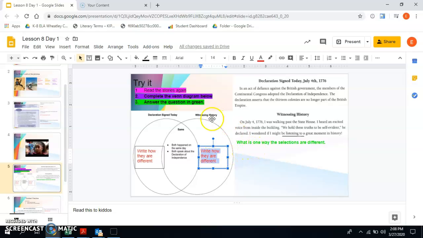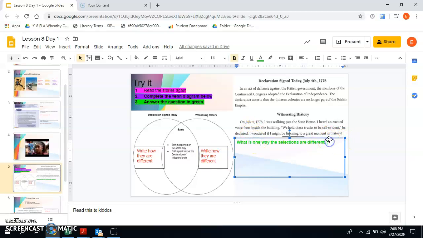Then it says to answer the question in green. So it says, what is one way the selections are different? So you're going to answer, one way they are different is that, and then you're going to tell me why they're different, and you're going to give me the text evidence as well. The text says, and then just give me text evidence from both passages. Okay?